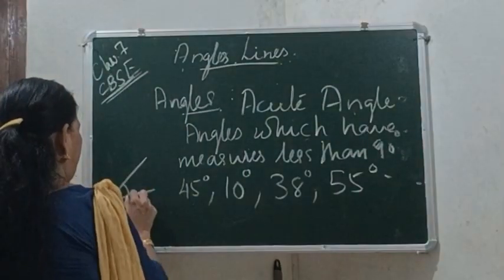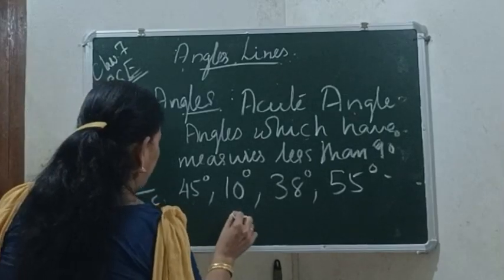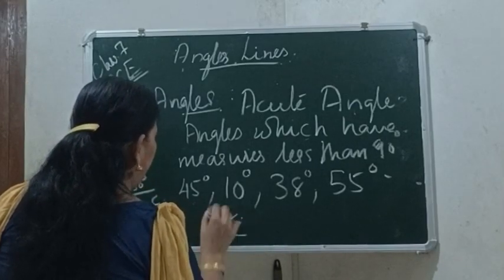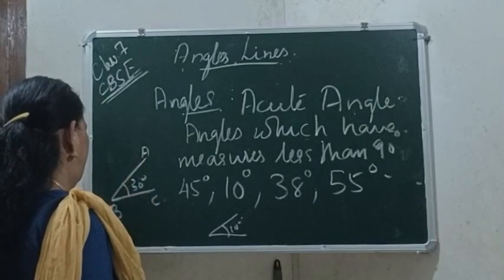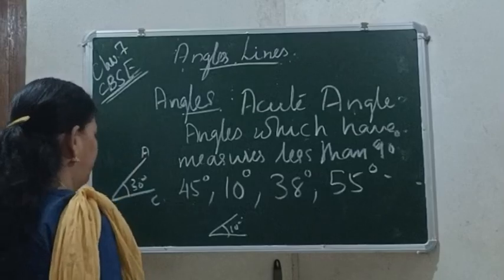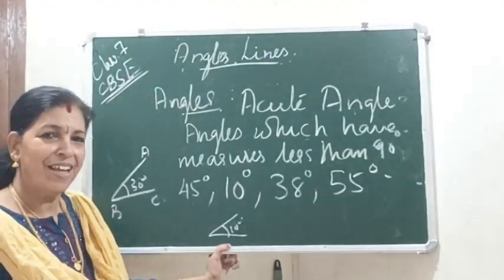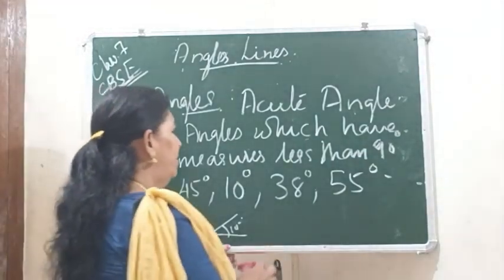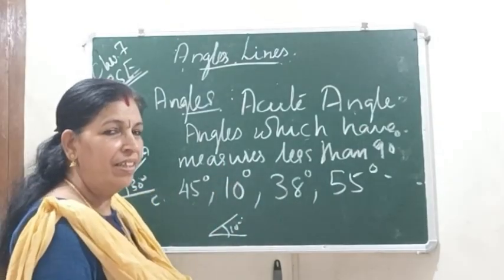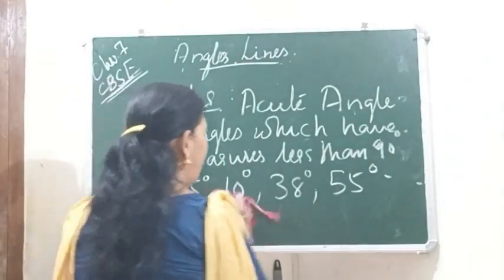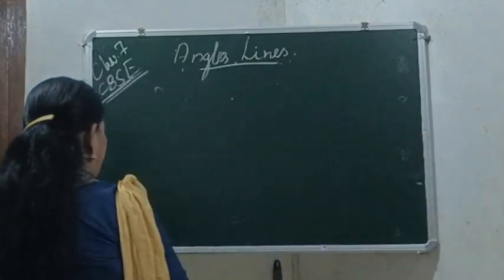Example: angle ABC is 30 degrees, or 10 degrees, the angle between these two arms. The angles less than 90 degrees are known as acute angles. Examples: 45 degrees, 10 degrees, 38 degrees, 55 degrees, 60 degrees, 88 degrees, etc. All angles less than 90 degrees are known as acute angles.